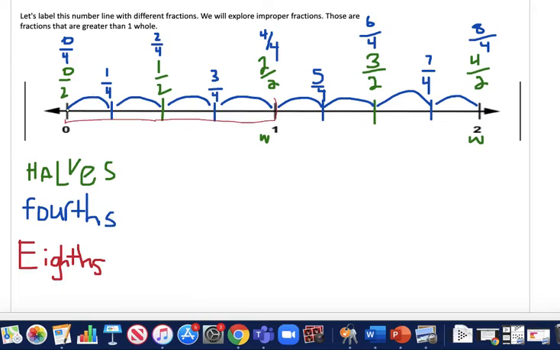Watch. So from 0 to 1/4, I split that in half. From 1/4 to 2/4, I split that in half. From 2/4 to 3/4, I split that in half. From 3/4 to 4/4, I split that in half. Now let me erase the jump that we did over here.